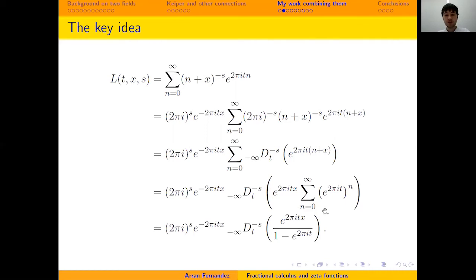This series is just a geometric series. You have something to the power n summed over n. So you can write this as 1 over 1 minus that thing, and then you get the Lerch zeta function equals power function, exponential function, elementary things, fractional derivative of this thing inside the brackets, which is again an elementary function. You only have exponential functions and a little bit of division.